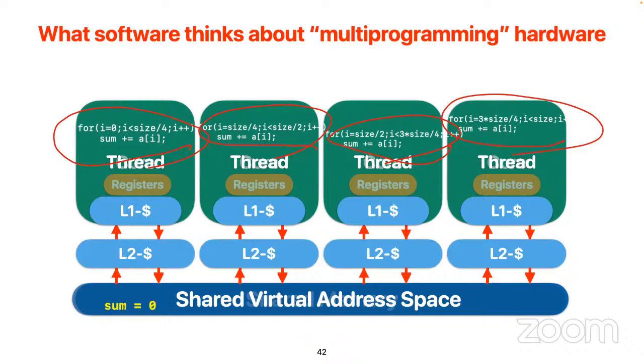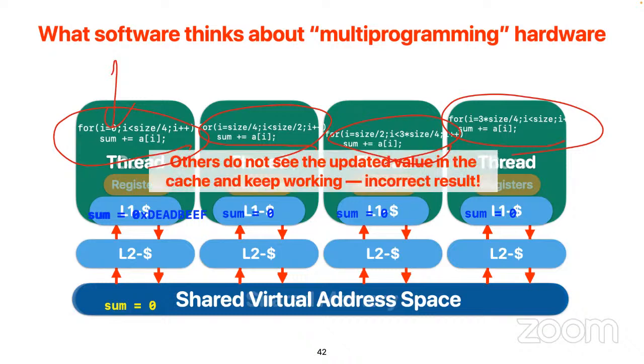Initially, I have sum equal to 0 in my shared virtual address space, and I load it into my L1 cache. In the meantime, because we want parallelism, another thread would definitely launch at the same time. We also get sum equal to 0. Now I load this sum and modify it: if the first thread makes some progress, it modifies the sum to be that big. But the others won't be able to see that updated sum, and I'm still assuming that my sum is 0. So is that going to work? It's not going to work, right?